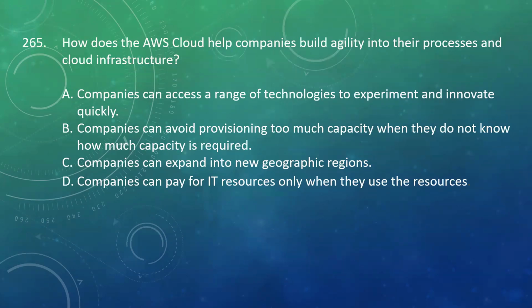Companies can avoid provisioning too much capacity when they do not know how much capacity is required. Companies can expand into new geographic regions. Companies can pay for IT resources only when they use the resources. And the correct answer here is option A. Companies can access a range of technologies to experiment and innovate quickly. Let's look at next question.